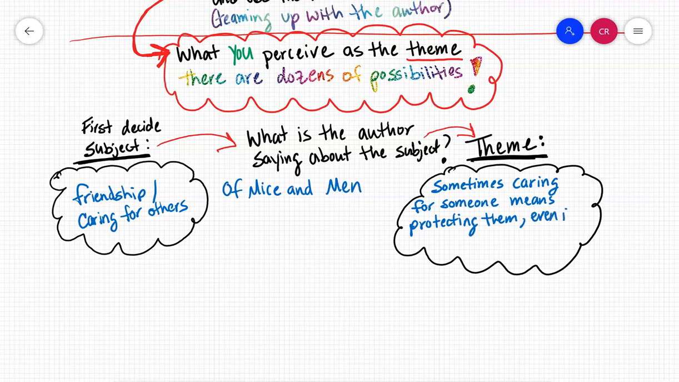And then you think, well, it's more complicated than that. So maybe protecting them even if it is painful to do so. So when we do this, we're then going from subject to theme. And then once we have the theme, we can start thinking about, well, what is it that I'm actually going to write about? Now we're going to move on to the 7 concepts. And the 7 concepts deal directly with the IB.